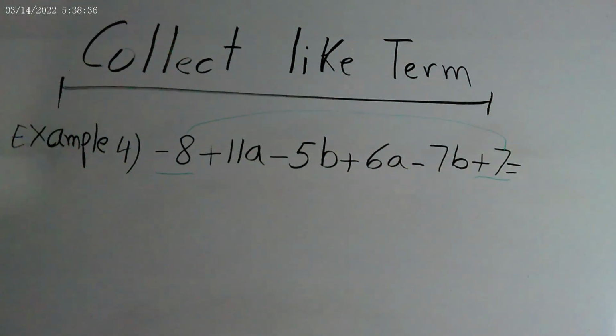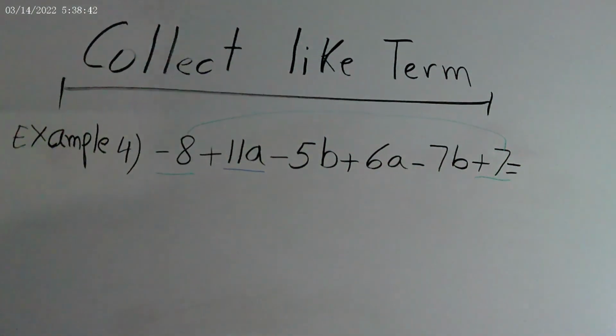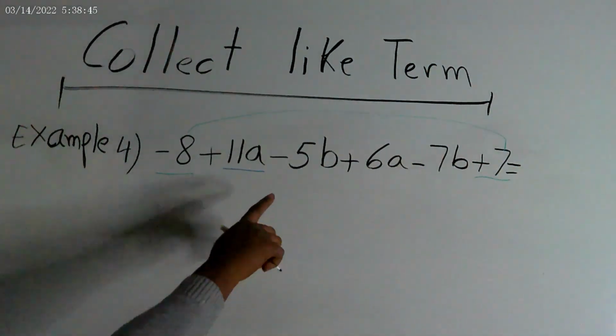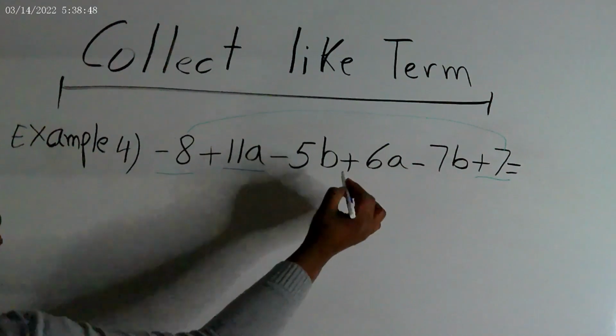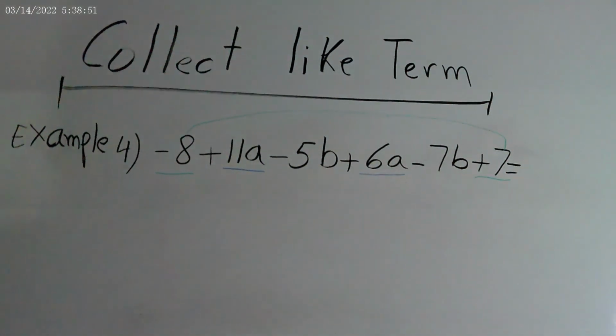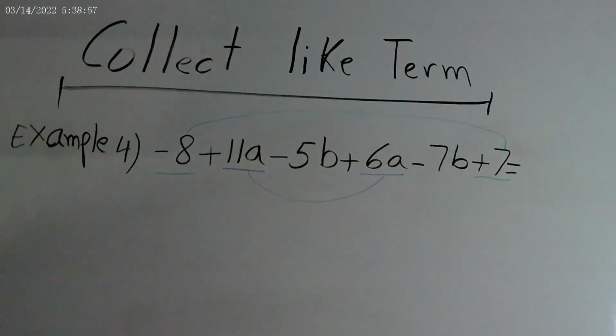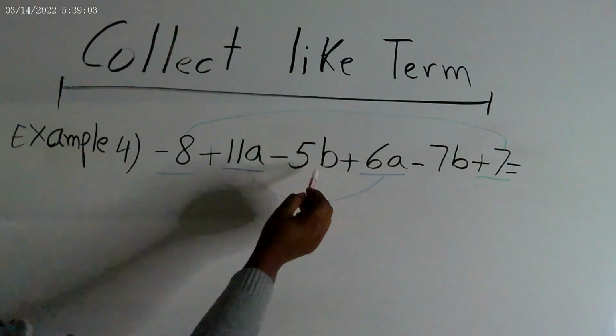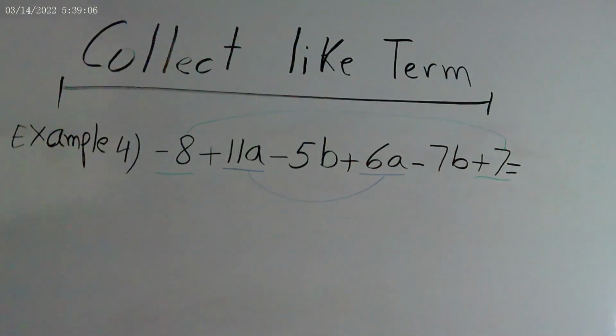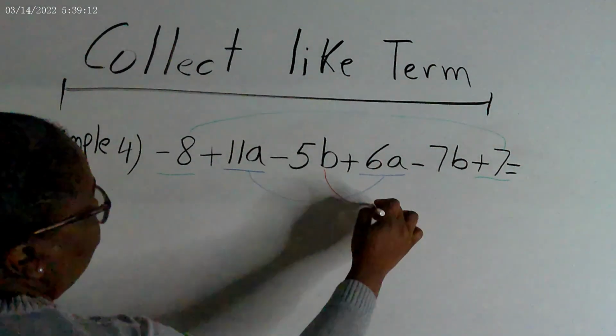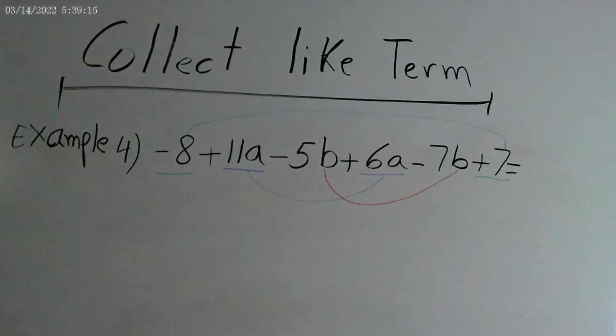And then the second one is 11a, the variable is a. So we're going to check which one has the same variable. You have this one, which is 6a. Those two go together, okay? And then right here we have minus 5b and minus 7b. They are the same variable. They go together. Okay, so it will be easy for you to do it.